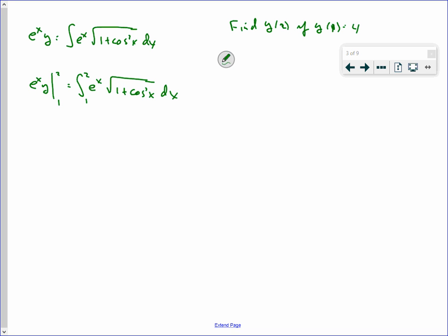Since the integral is e to the x y, then the integral from 1 to 2 will be e to the x y evaluated from 1 to 2, which is e squared times y of 2, which I don't know, minus e to the first power times y of 1. That number I do know. It equals this integral from 1 to 2 of e to the x times the square root of 1 plus cosine squared.